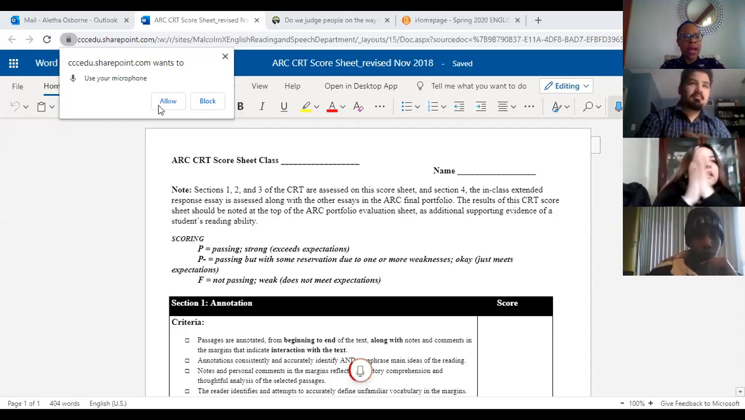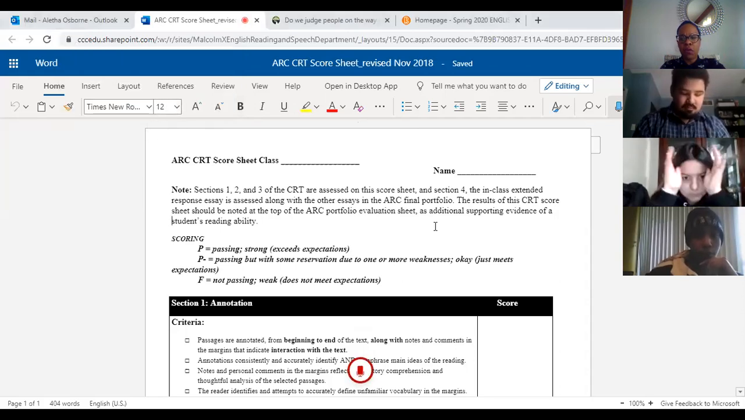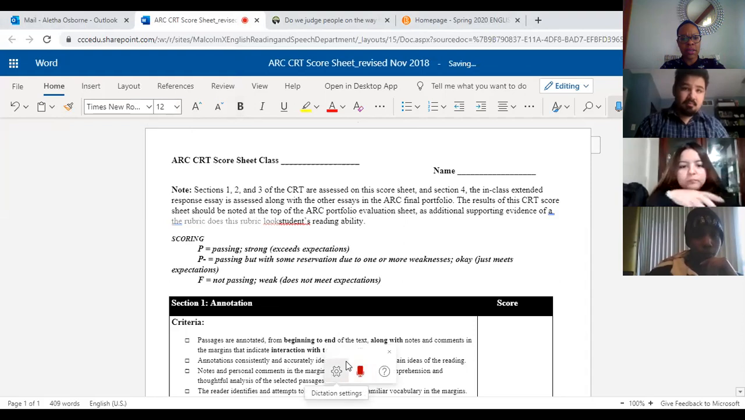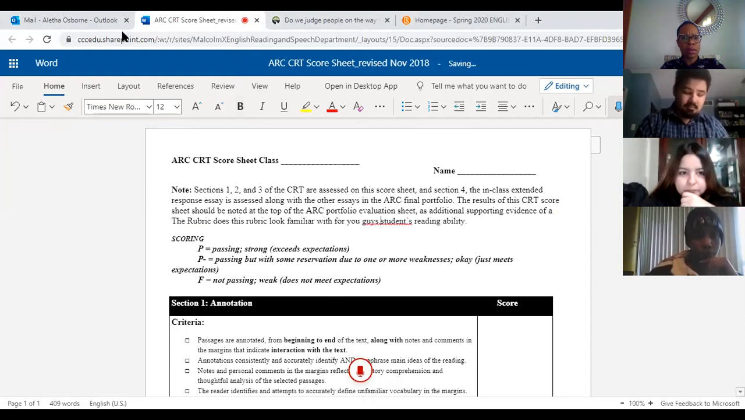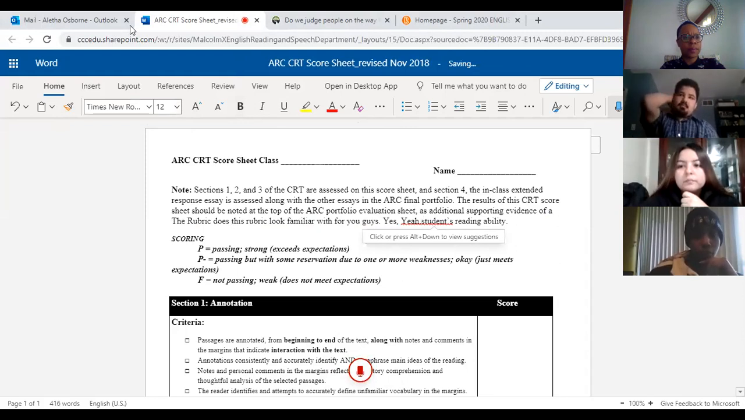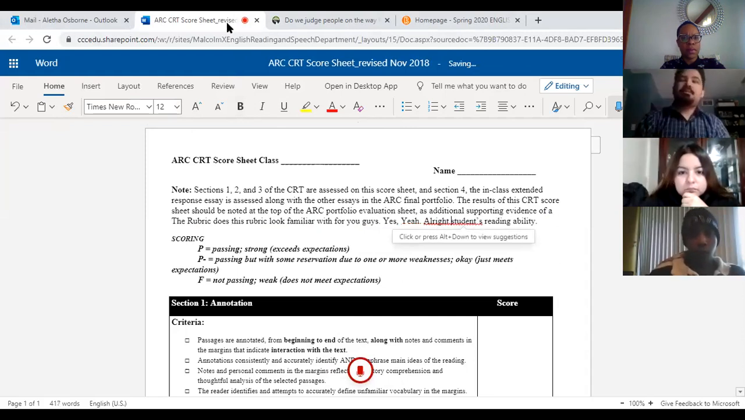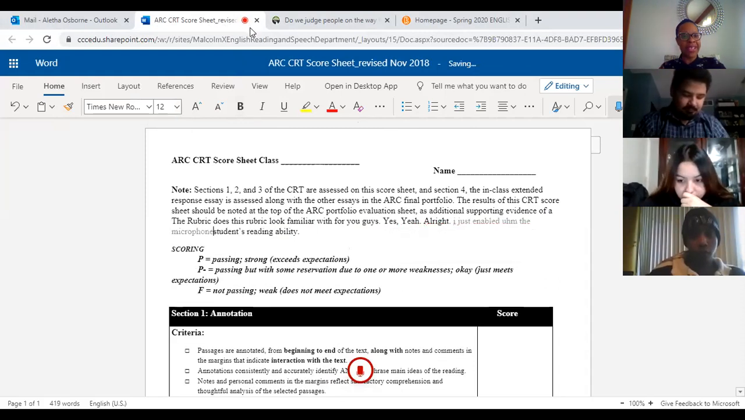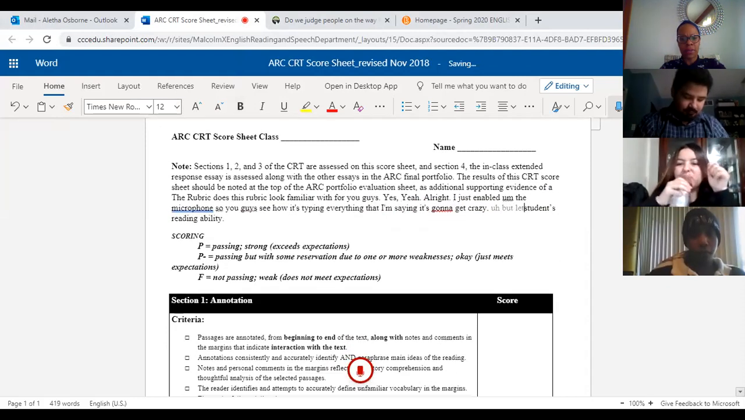So can you guys see the rubric? Does this rubric look familiar to you guys? Yes, it does. I just enabled the microphone. So you guys see how it's typing everything that I'm saying? It's going to get crazy. But let me show you guys something with this.